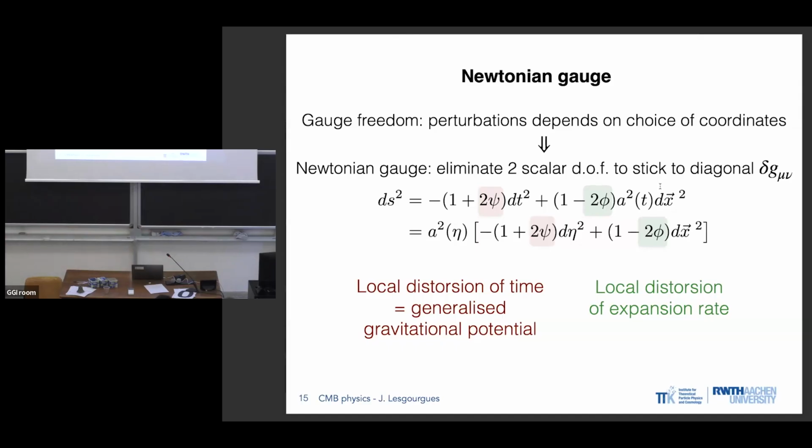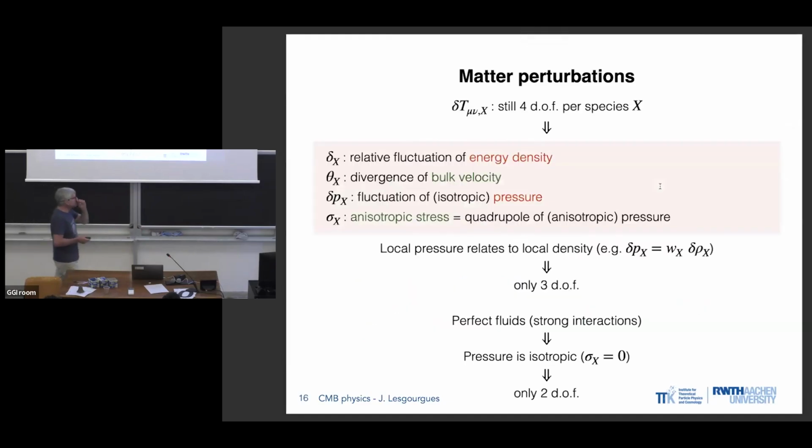So these will be our 2 metric fluctuations. We will see that under some very good approximation later on, we will even be able to assume that phi and psi are equal to each other. And then we focus on matter perturbations. For matter perturbations, we know that in delta T mu nu of each species, we have 4 scalar degrees of freedom. And we have already used the gauge freedom, so we are not allowed to eliminate additional degrees of freedom. We already used this freedom for the metric. So we are going to stick to 4 functions, and we will define them in the following way.